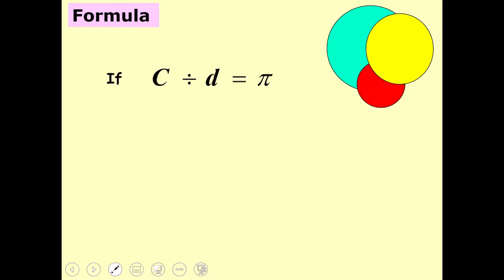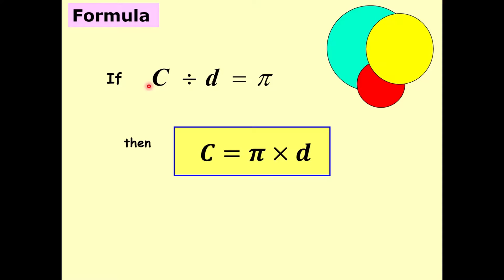So previously, just looking at those slides before, we said that if we take the circumference, divide it by the diameter, we get pi. Okay, but we're trying to figure out a formula to calculate the circumference. So if C divided by D equals pi, then C must be equal to pi times D.